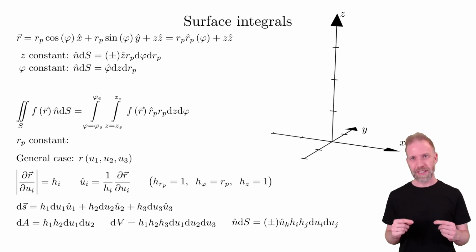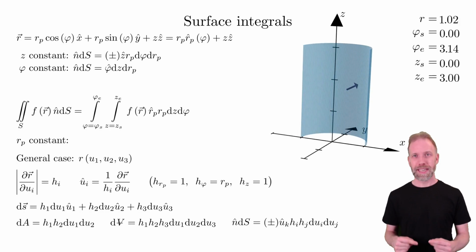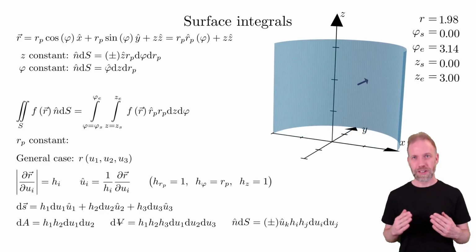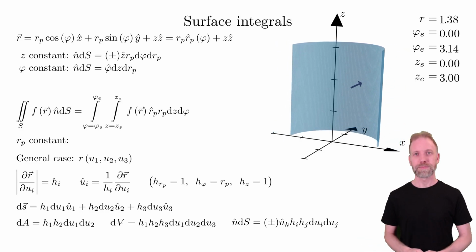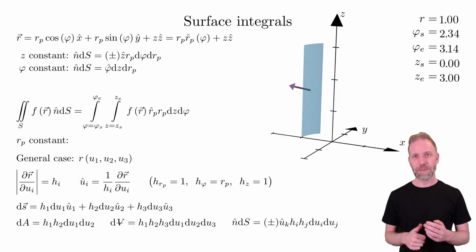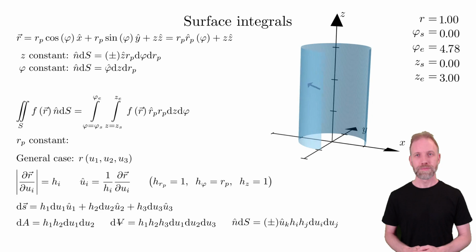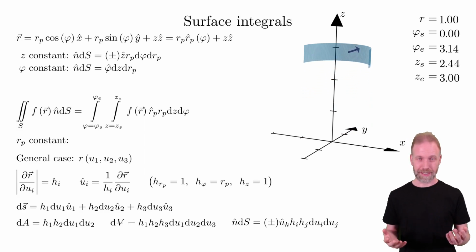Let us visually illustrate this one as well. By changing the radial value, we change the radius for the lateral surface. We can also change the start and end points for the angle phi. And we can change the start and end point for z.